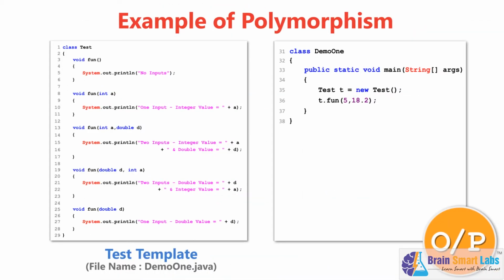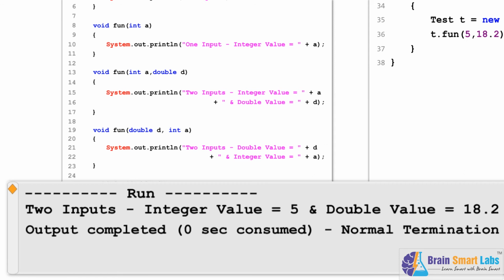There is only one way to find out. Run the program by pressing Ctrl 2. Kaboom! It is the third fun method with two input parameters which are of type int and double.